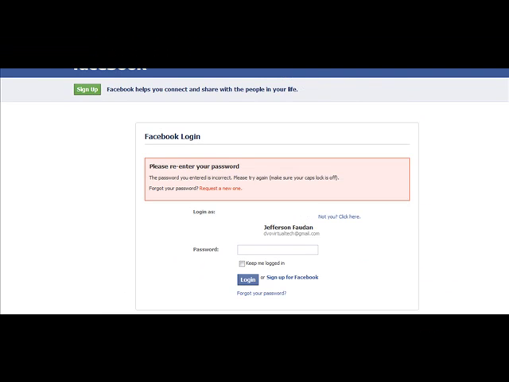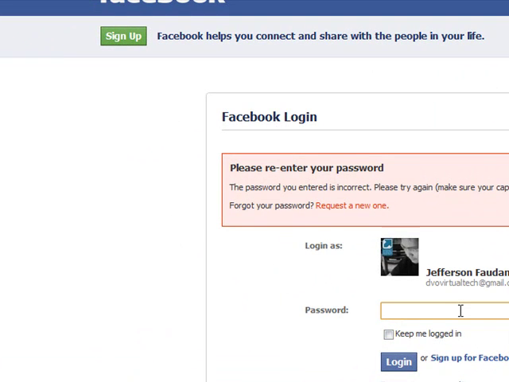Anyway, now that's it. I forgot my password. This is what happens when you memorize a lot of passwords. What's my password anyway? Okay.